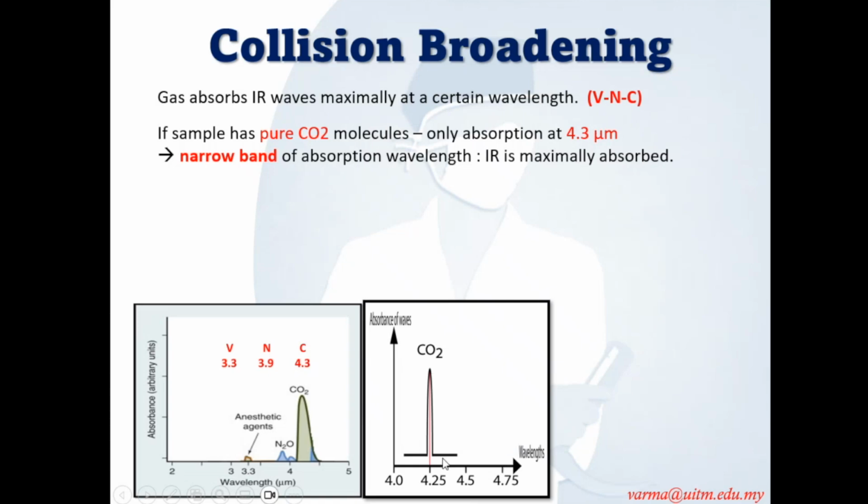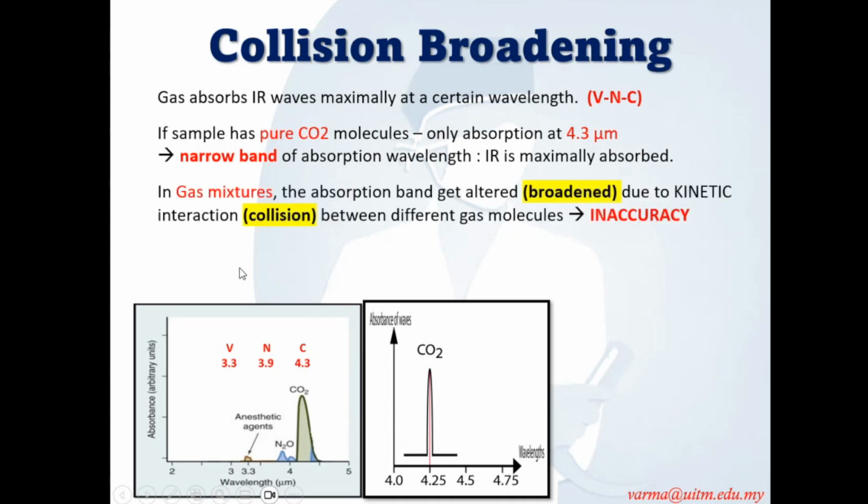If the sample only has carbon dioxide, the peak will be only at 4.3 micrometer because there is no other interaction with other gas molecules. So the band of absorption will be narrow and tall. IR is maximally absorbed. But in reality, we have gas mixtures in our breathing tube. Our patient usually has an air plus oxygen mixture and also carbon dioxide, plus if you're using gas anesthesia, of course inhalation agent is there.